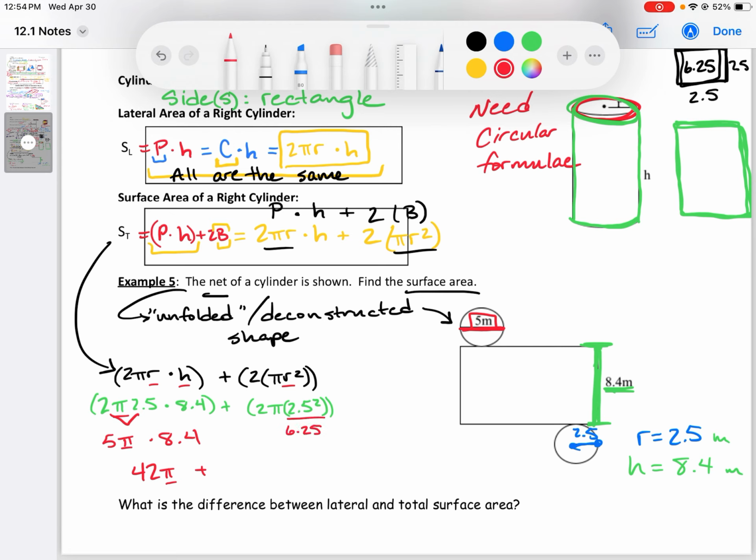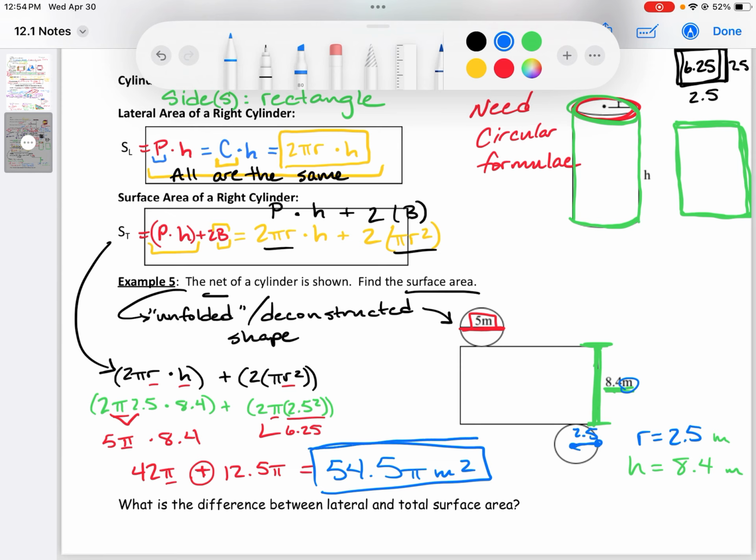Over here, 2.5 squared is 6.25. 2 times 6.25 is 12.5. Don't forget my pi. And then I need to add these together. 42 plus 12.5 is 54.5 pi meters squared. That's the surface area of this deconstructed cylinder.